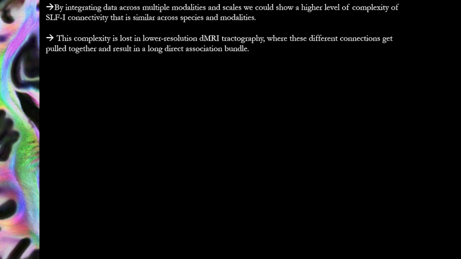So just to conclude, by integrating data across multiple modalities and scales, we could show a higher level of complexity for the SLF-I connectivity that is similar across species and modalities, and that shows both long-range and shorter-range connections, particularly in the frontal part of the SLF, with fibers going in and out of the cortex. This complexity is lost in low resolution diffusion MRI tractography, where these different connections get pulled together and result in a long direct association bundle.